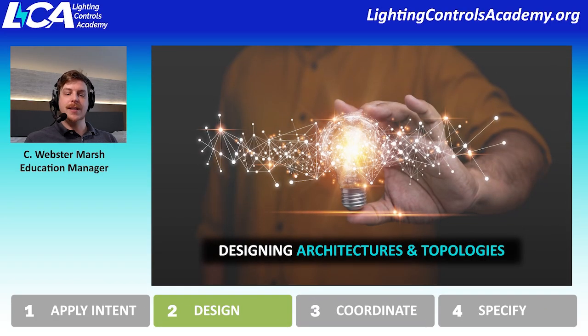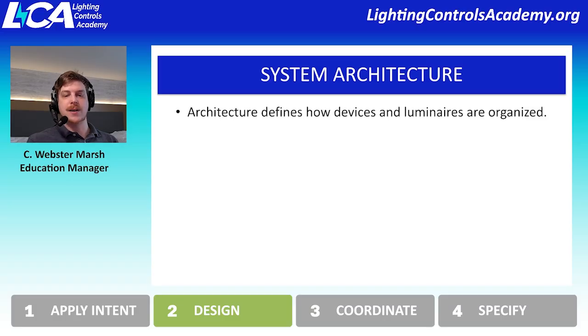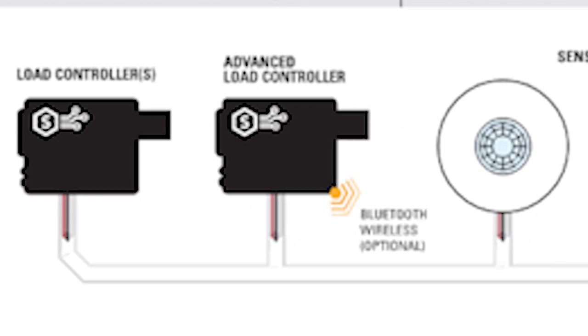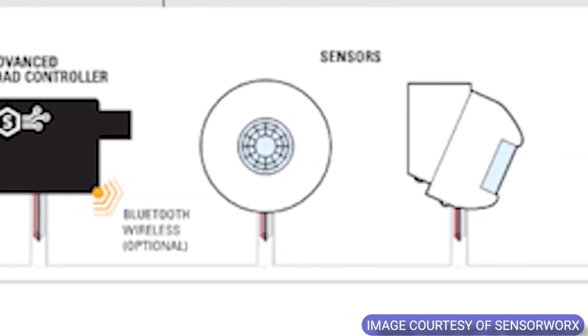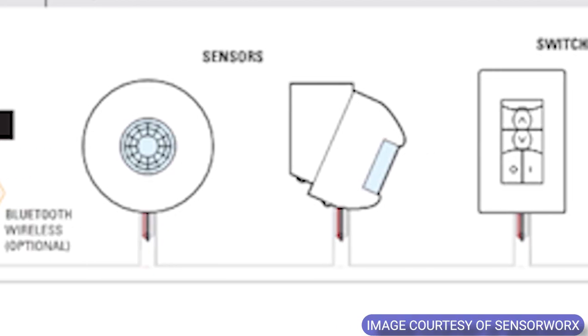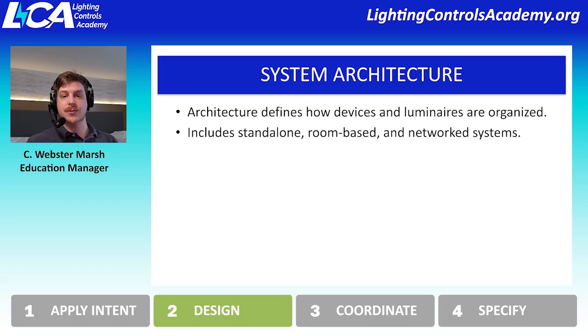All right, so now we're going to get into designing architectures and topologies with lighting control systems, which can be quite a deep topic, but we're going to try to distill it down to the bare essentials for this presentation. So the first thing we need to understand is, what is an architecture? An architecture just defines how devices and luminaires are organized, primarily how they are interconnected throughout a project, or not interconnected. For instance, we tend to use these three major categories for architecture.